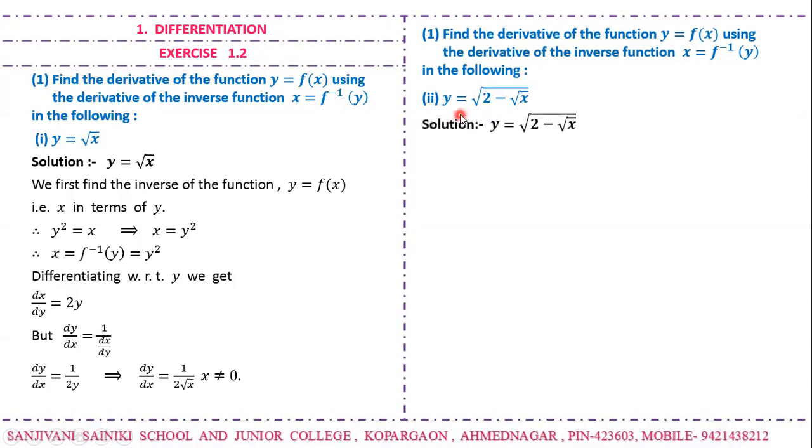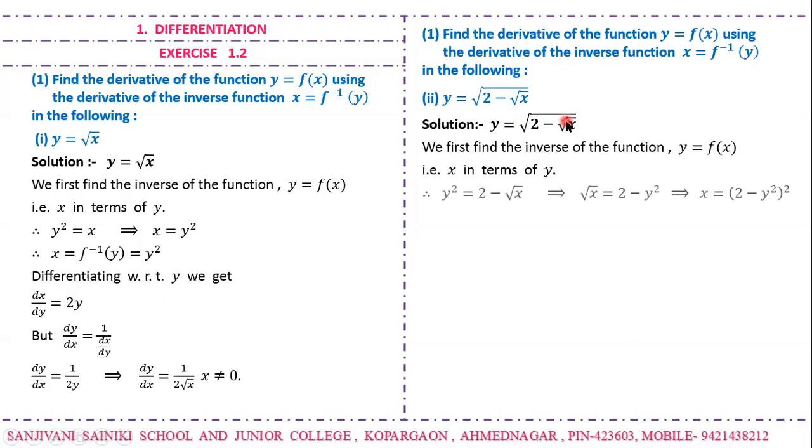So the given function is y is equal to square root of 2 minus root x. Again we want to find the inverse function, that is, y is equal to f of x is given, we have to find its inverse function. So we have to write x is equal to f inverse of y. So how to find it? Now here there is a square root on one side, so we have to take the square on both the sides. Then this y square will come to this side, and this root x will go to that side. We get root x is equal to 2 minus y square.